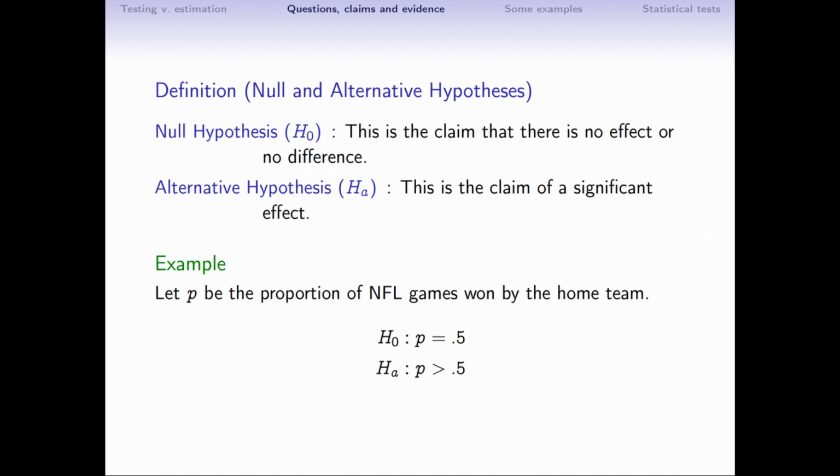Let's take a look at our example from before. Let P be the proportion of NFL games won by the home team. The null hypothesis is that that proportion is equal to 0.5. That's the condition of no effect. The alternative hypothesis is that P is greater than 0.5. That is the condition of a significant effect. And you'll notice that we always frame the null and alternative hypotheses in terms of parameters.